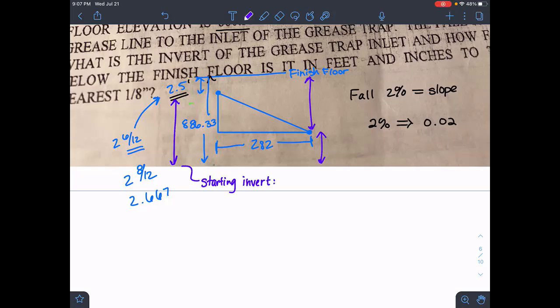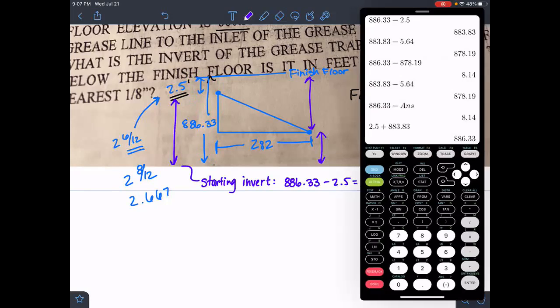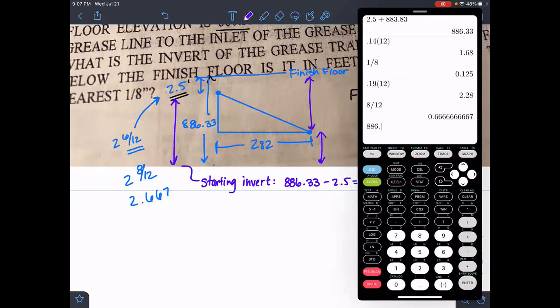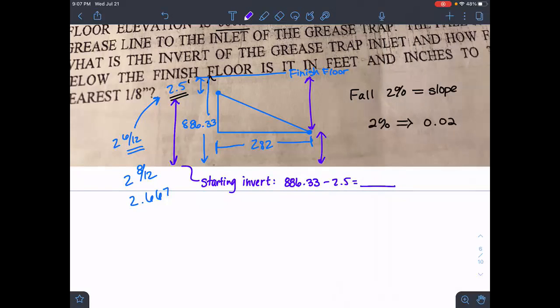Again, I'm just learning these plumbing terms. I hope I'm using them correctly. So this 886.33 minus 2.5 gets me 883.83. So that is this distance here.